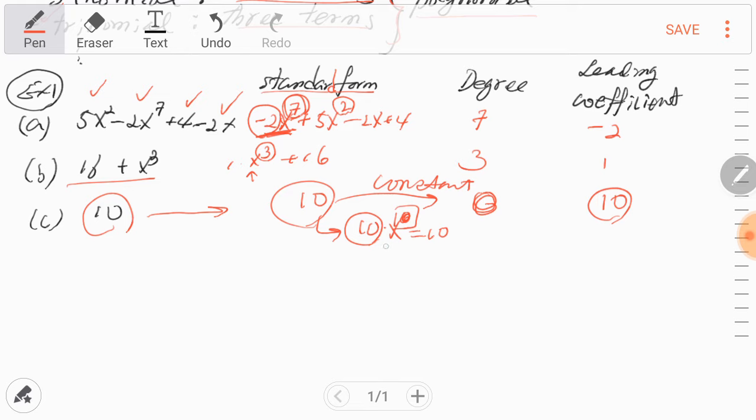Because there is a term x to the 0 power, which is 1, we can assume that 10 is the coefficient of x to the 0 power. So this is the only one, so the largest one. So this is the leading coefficient.